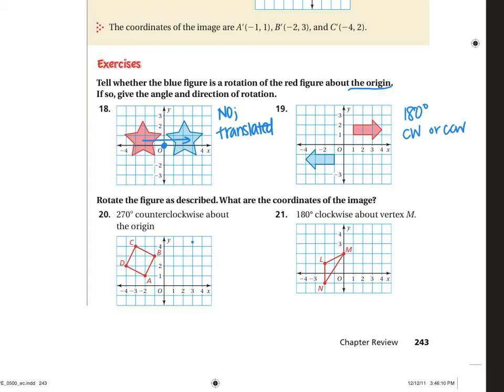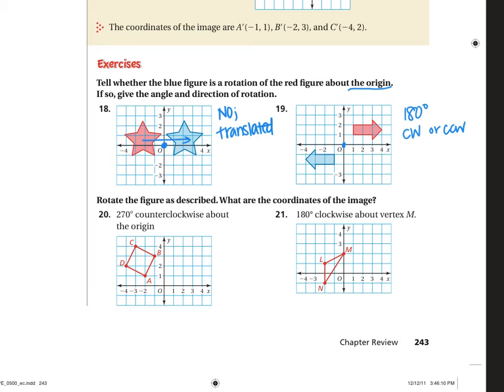Both of them work because either way you spin it, it's going to end up in the same position. The biggest indication that I know is going to be how far each of these points are from the origin. In this case, they are equally distant from the origin, so I know that they're going to be rotated. Number 20 and 21, you actually will have to rotate the figure and find the coordinates. You can draw the points, you don't have to, for the first one at least, and then you may have to rotate the actual figure for number 21.